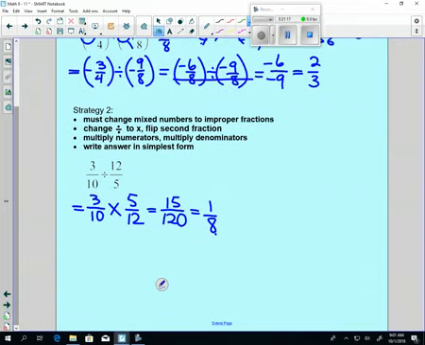Again, this one we already have improper fractions, so all we got to do is flip it. So it's 3 over 10 divided by 12 over 5. We can flip it, 5 over 12. 3 times 5, 15, and 10 times 12, 120. And then we can divide both sides by 15. And we get 1/8.